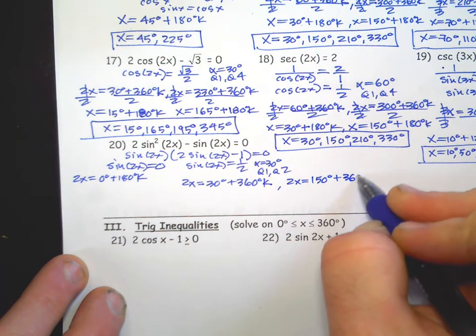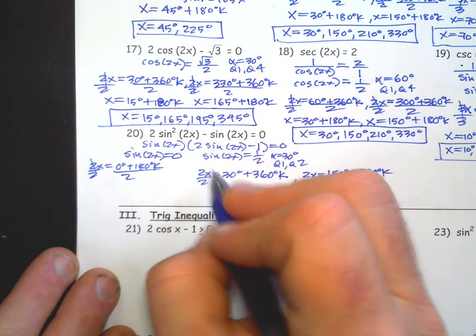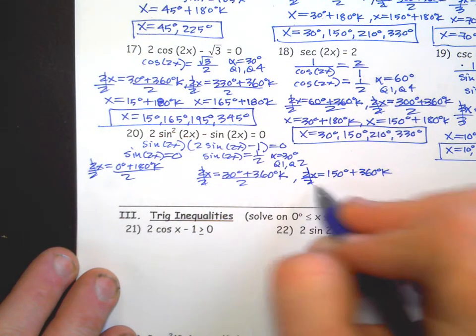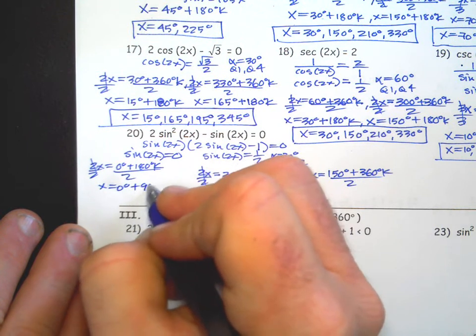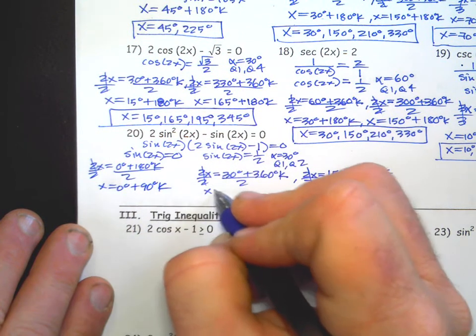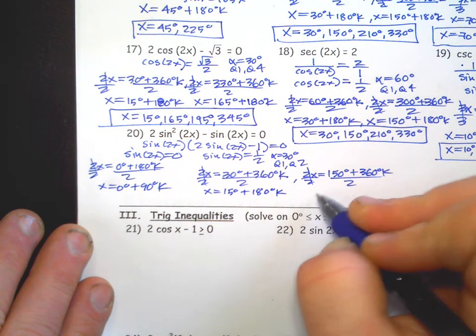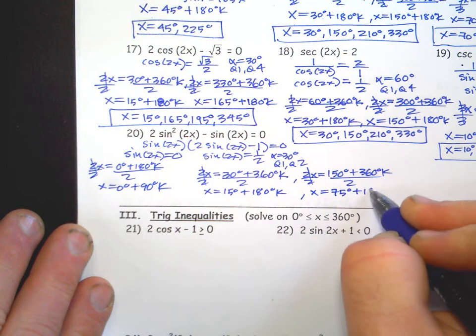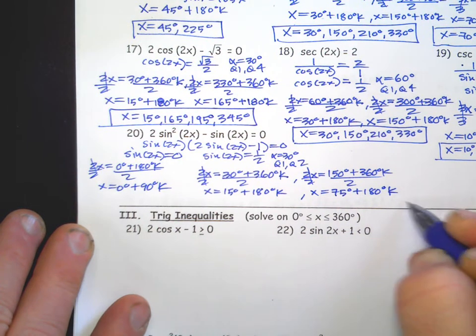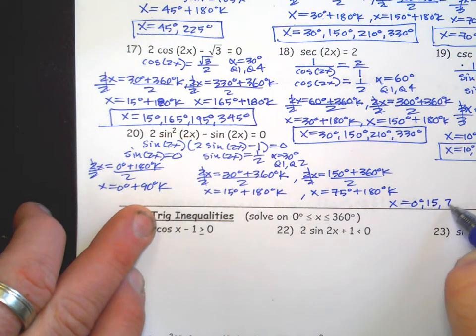Lots of answers, right? Divide by 2 on each of them. So x equals 0 plus 90k. X equals 15 plus 180k. And x equals 75 plus 180k. So all the answers are 0, 15, 75, 90.